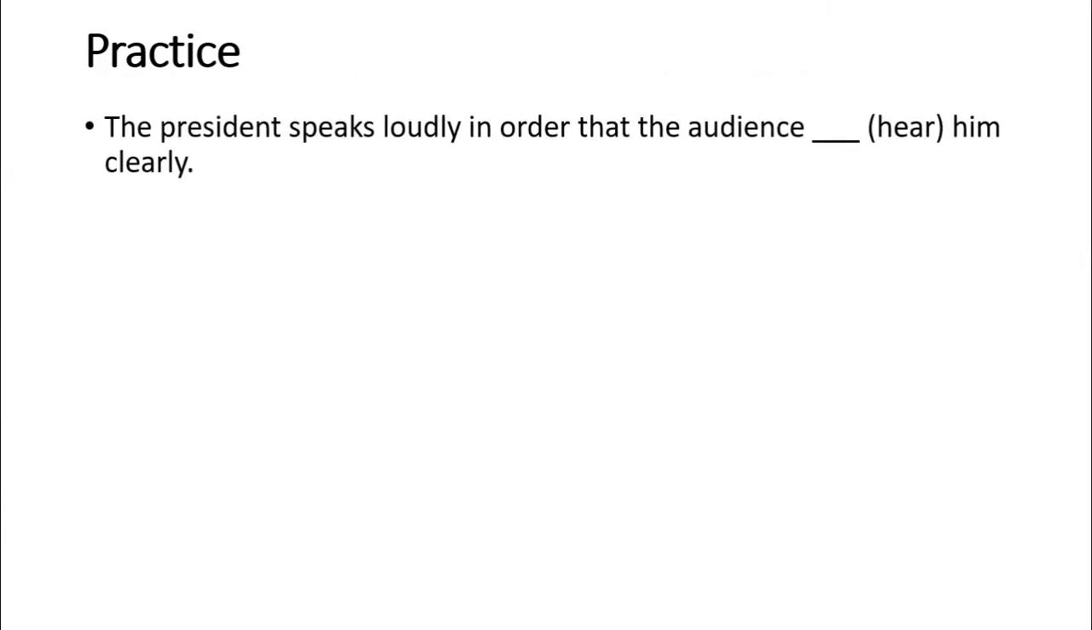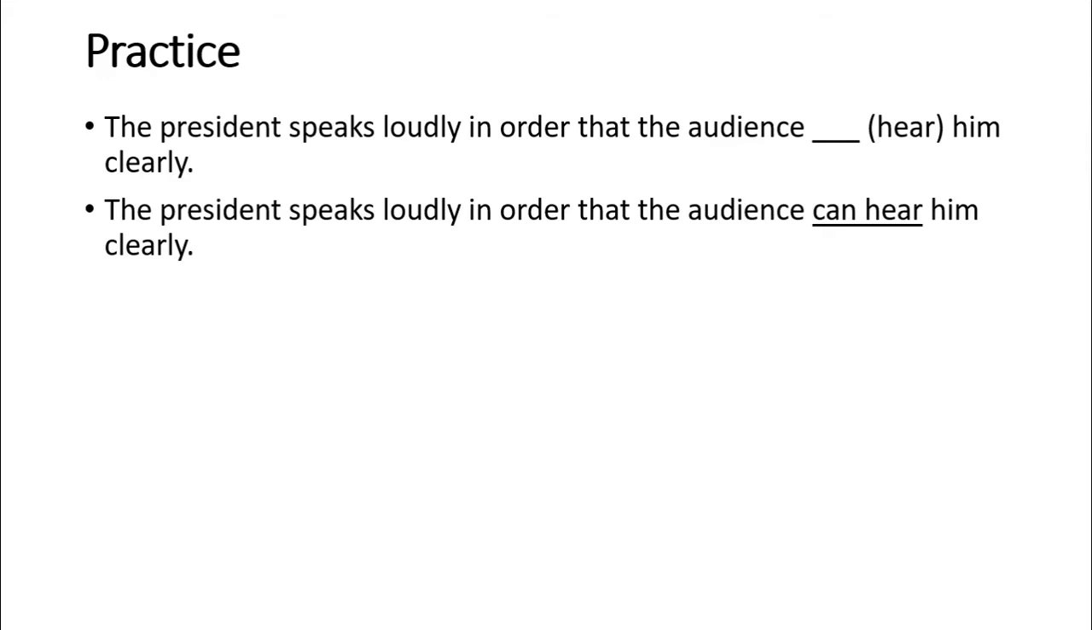Okay, next one. The president speaks loudly in order that the audience dash hear him clearly. Okay, dear students, look at this conjunction here. You see, in order that. So here we have in order that. That's why here we have to write down can, could, may, might, etc. So look at the first clause. The president speaks. Here we have the sentence written in present indefinite tense. So here we have to write down can. So the answer will be the president speaks loudly in order that the audience can hear him clearly.